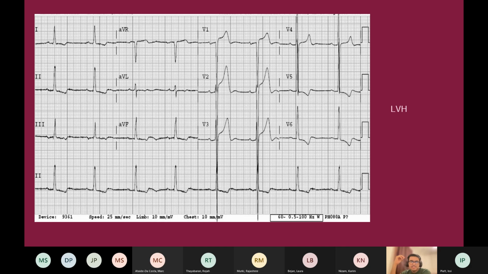You can also get a bit of ST elevation with T wave inversion in left ventricular hypertrophy, and that's usually referred to as ventricular hypertrophy with strain.